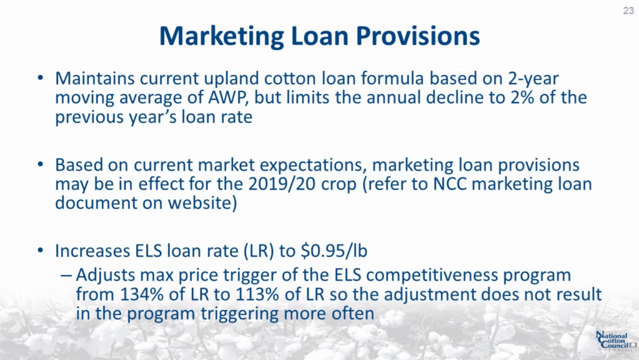The loan rate for ELS cotton was increased to 95 cents per pound. The maximum price trigger of the ELS competitiveness program was changed from 134% of the loan rate to 113% of the loan rate, so the adjustment does not result in the program triggering more often.